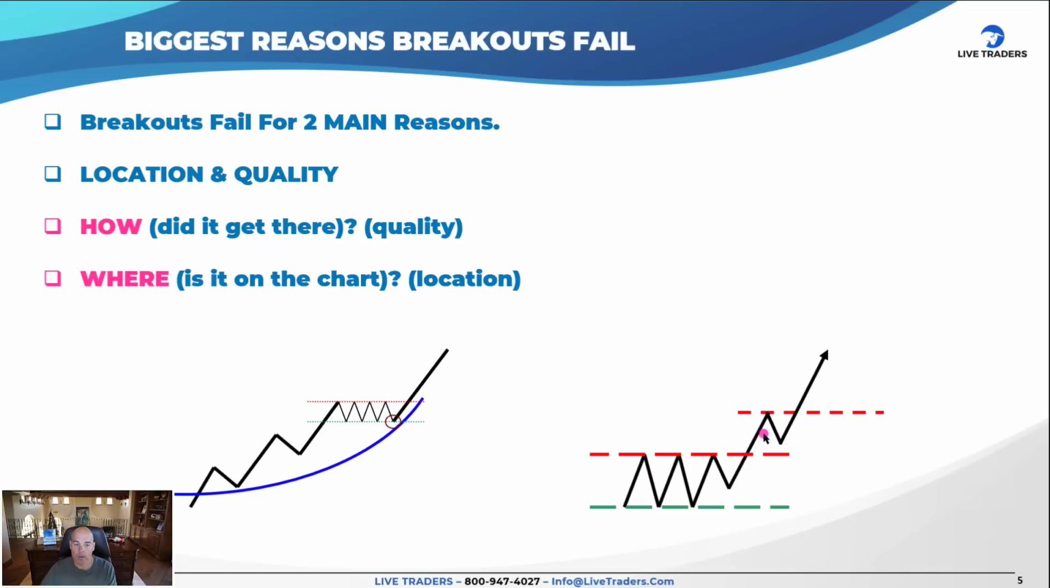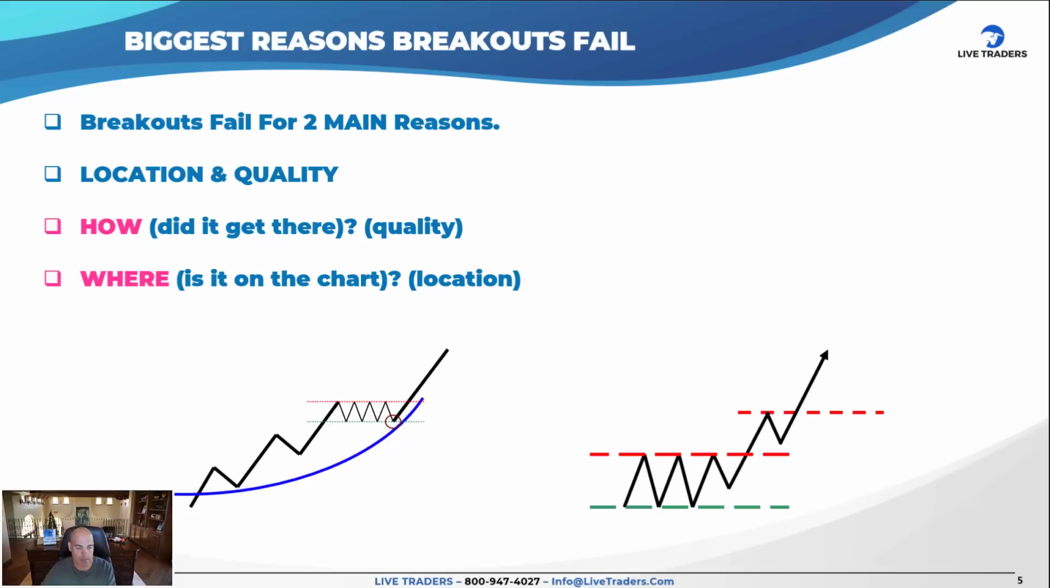All right? So how they form, meaning how it got to the breakout area, is the quality. Where it is on the chart is the location. So in this case, you may have a quality and a location problem. If you're buying this at the red bar here, the location there is okay, but the quality isn't. Well, now you're not getting both. And you have to have both for a good breakout. One or the other is not good enough.